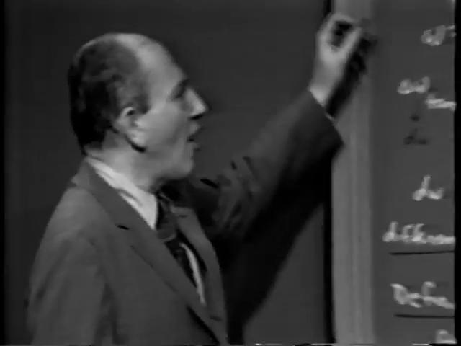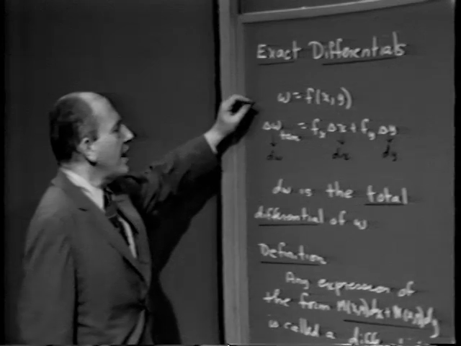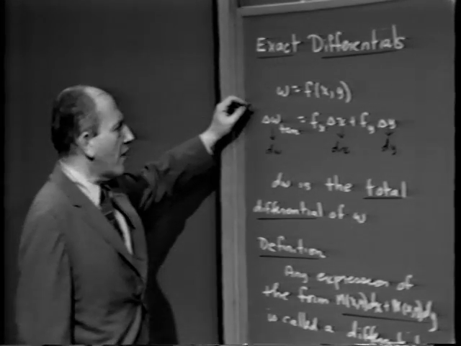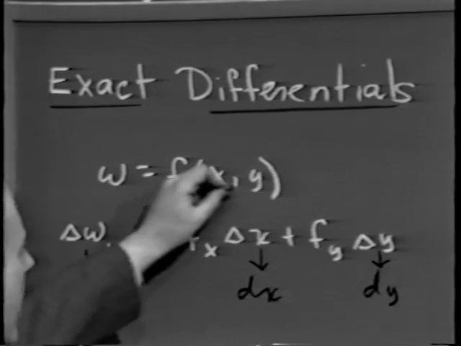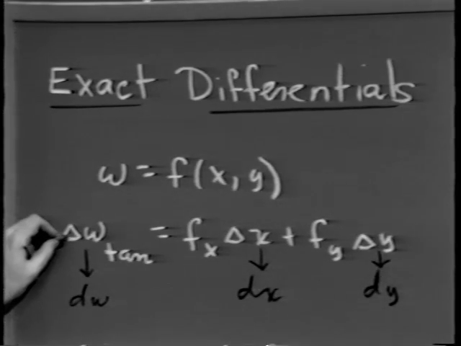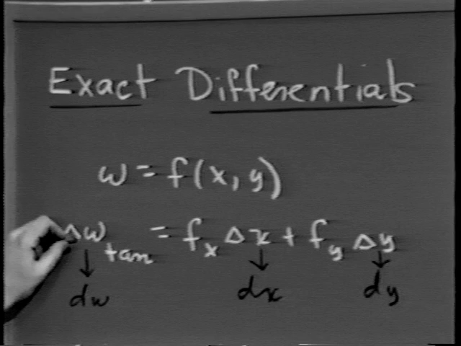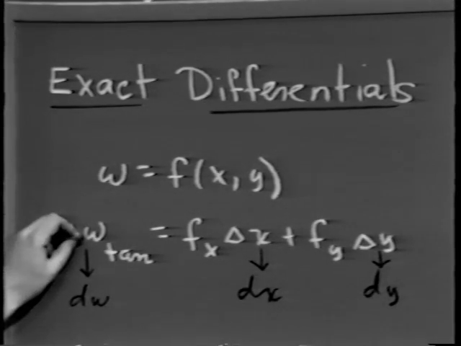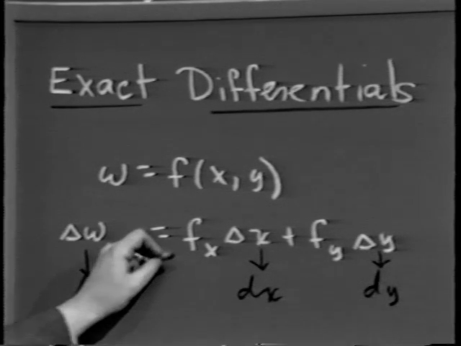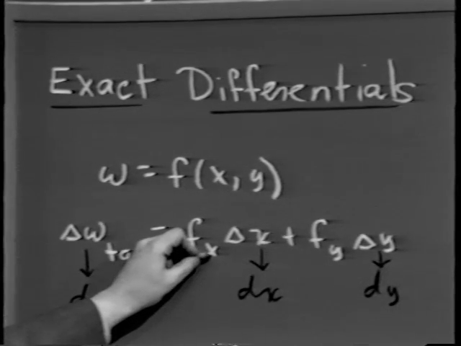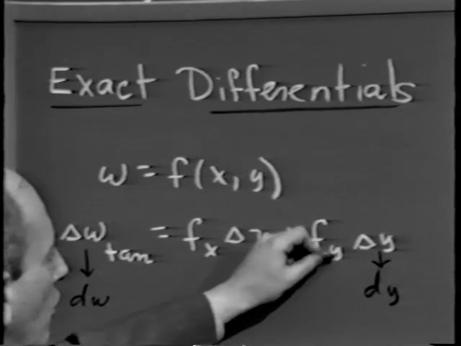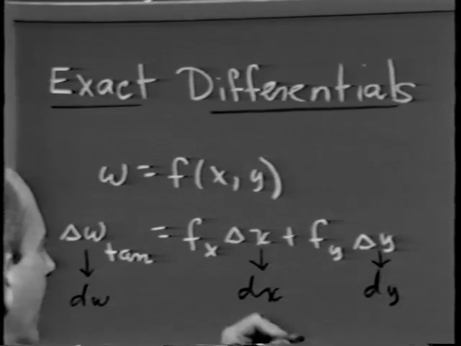At any rate, the topic that I've chosen for today is called exact differentials. And the idea, again, is completely analogous to what we did in calculus of a single variable. We start with w equals f of x, y, and we showed that if w was a continuously differentiable function of x and y, it made sense to emphasize the expression called delta w tan, which was the partial of f with respect to x evaluated at a given point times delta x, plus the partial of f with respect to y at that same point times delta y.